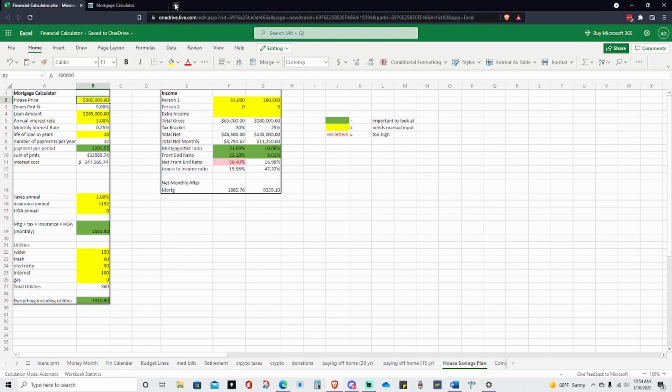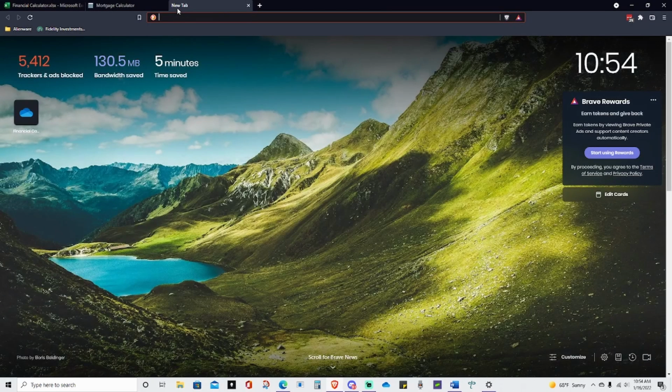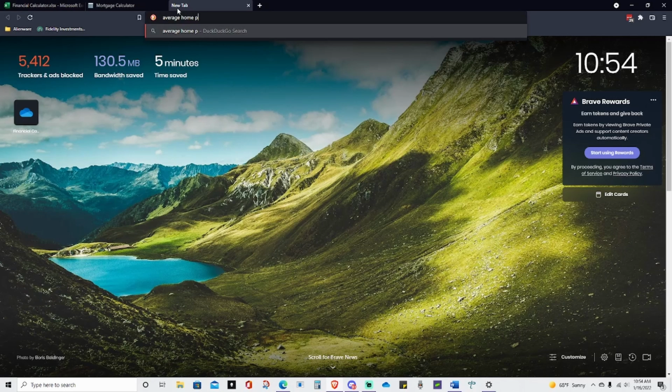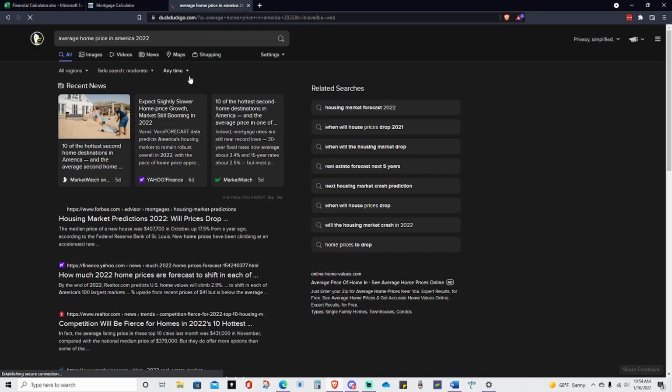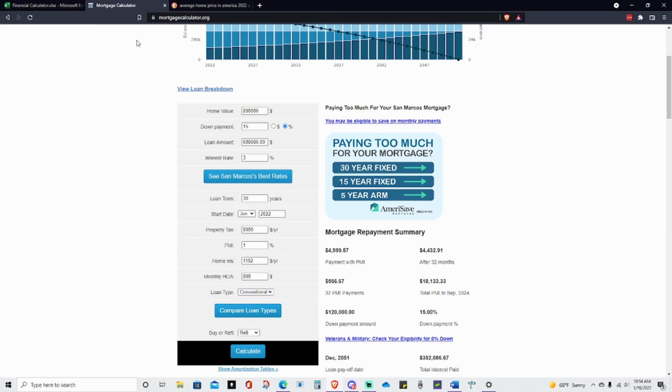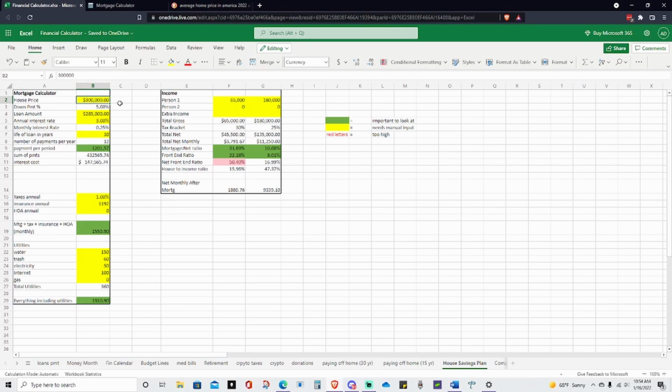If we look at the housing, let's just Google it: average home price in America, 2022. 408,000. So it's now 408,000. So the benefit of increasing your down payment is that now, after everything, I only pay $2,200 per month, which is around the average price of an apartment, by the way.